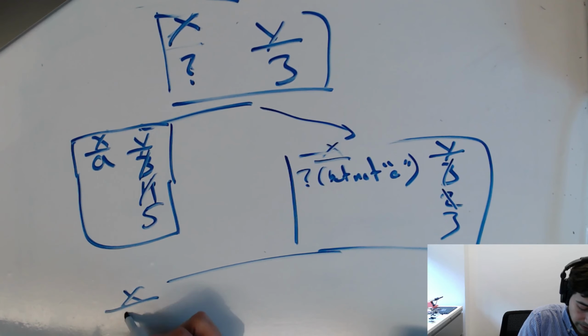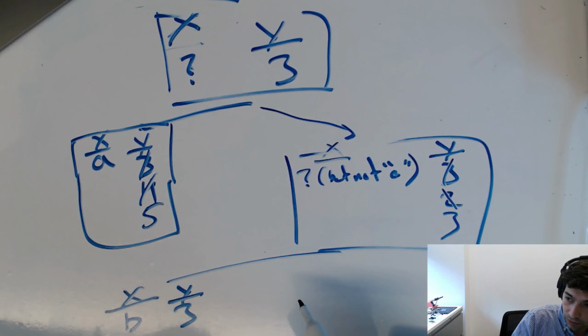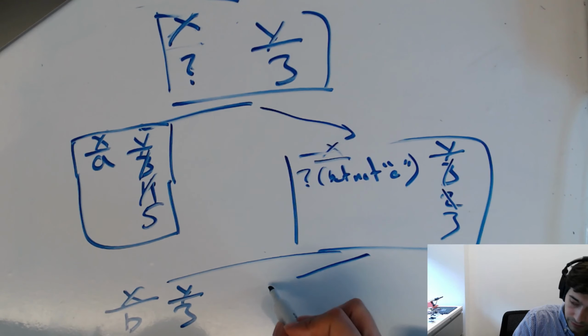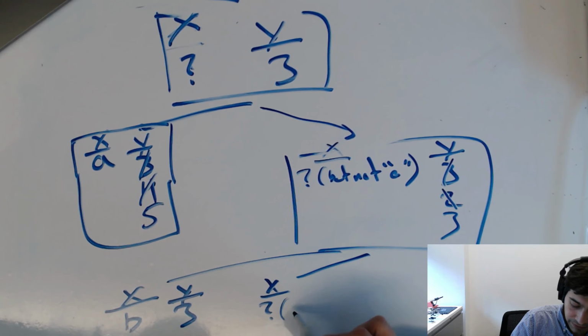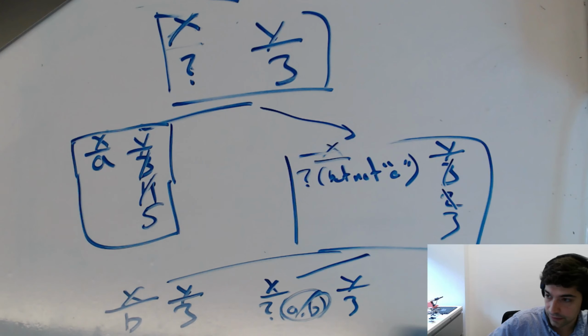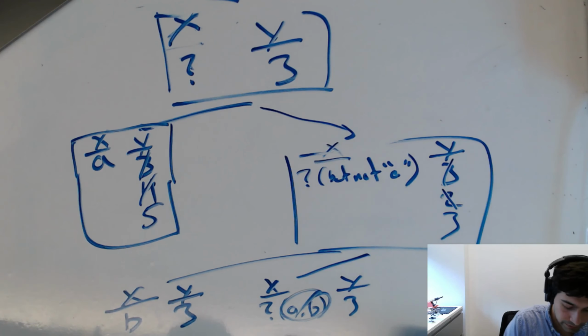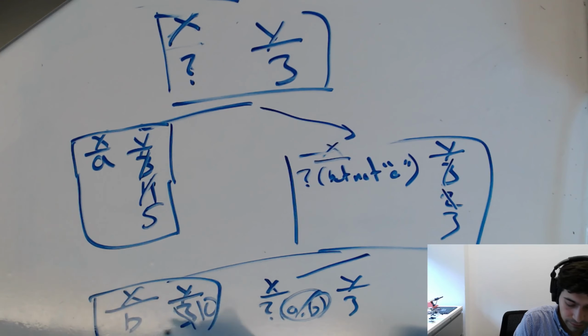X could be B, right? And then Y is going to take the Y value from here, which is 3. Or, draw another one here, X could be something except it's not A and it's not B, right? Then Y still is going to take the same value. If we take another look at our code, it says if X is equal to B, then we're going to increment by 10. So we'll cross this out, and now we have 10 here. 10 here. Okay, great.